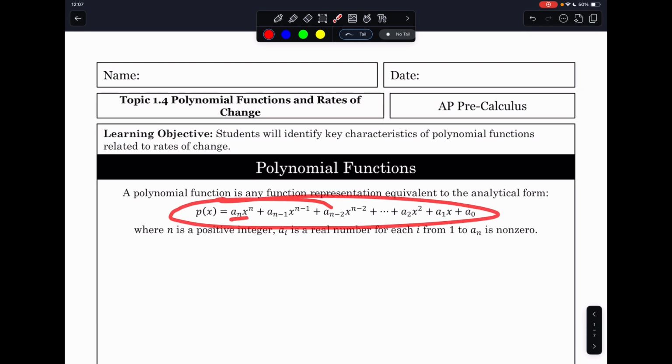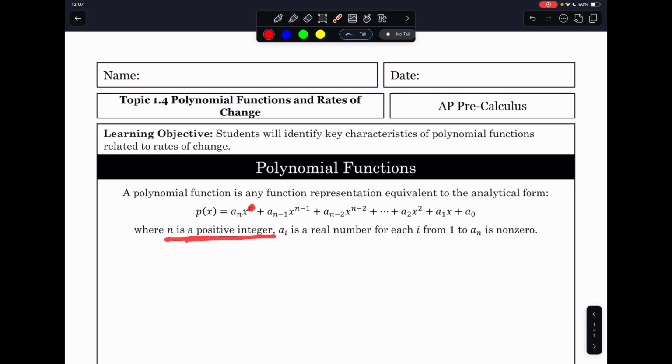Where these are a bunch of terms that are being added together, and n, this exponent of n, is going to be a positive integer, and these numbers that are being multiplied to the x are real numbers for each i from 1 to a sub n that are not going to be 0. So they're going to be any positive or negative real number with the exception of 0. Decimal, fractions, rational, irrational, okay?